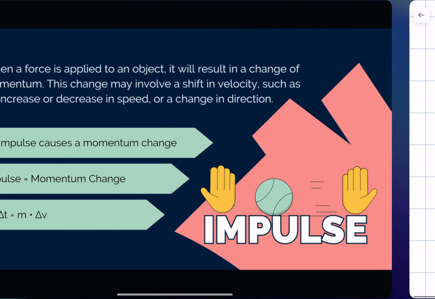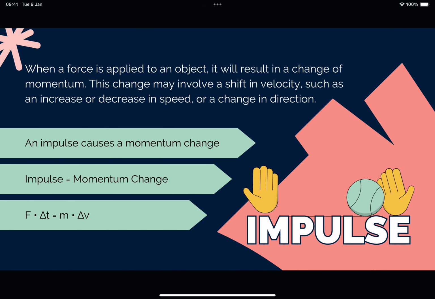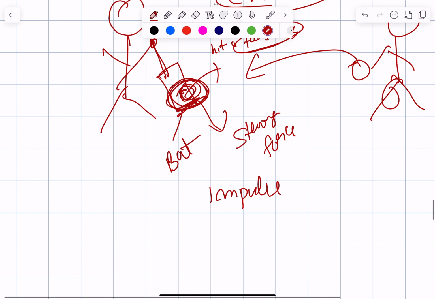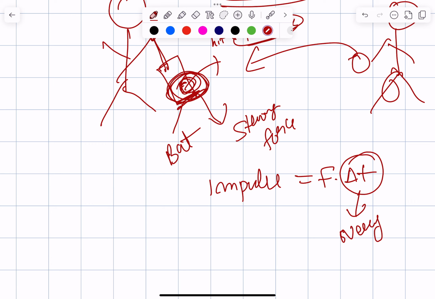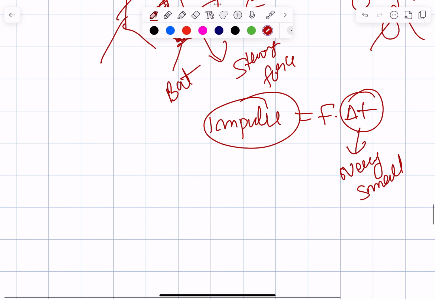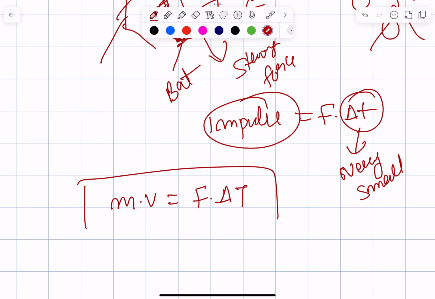the formula F into delta t, and that delta t is the change in time, and this time is very, very small. This impulse can also be written as the change in momentum, so we can also write this as mv equals F dot delta t. So this formula can be used.